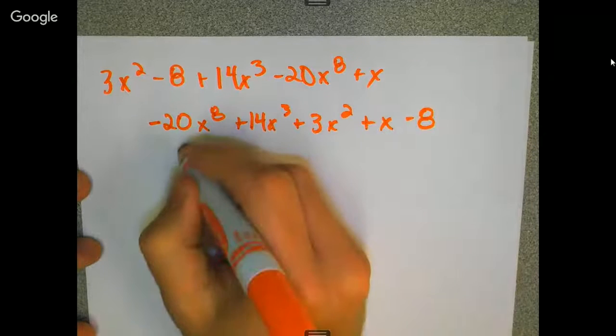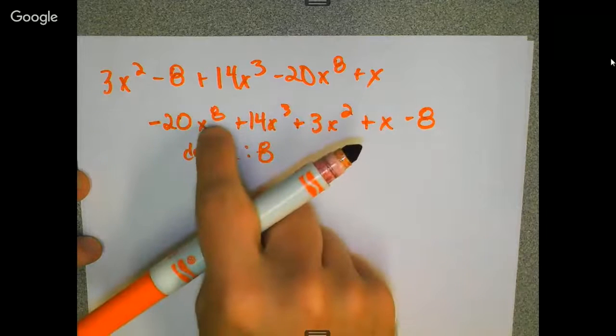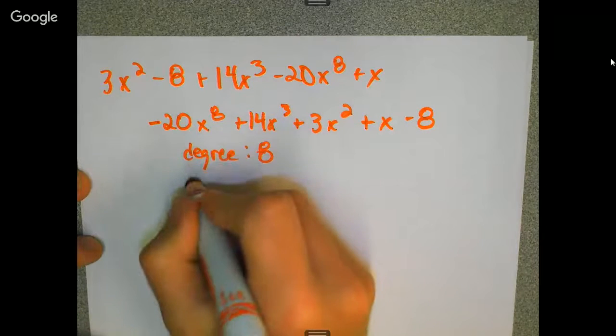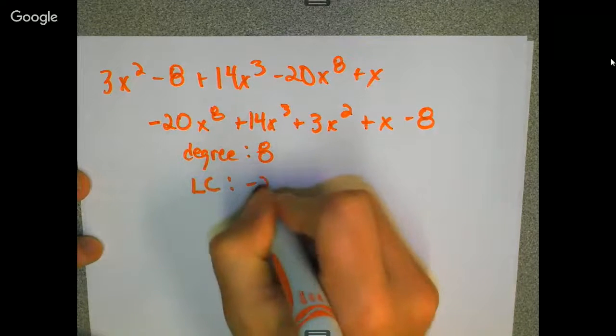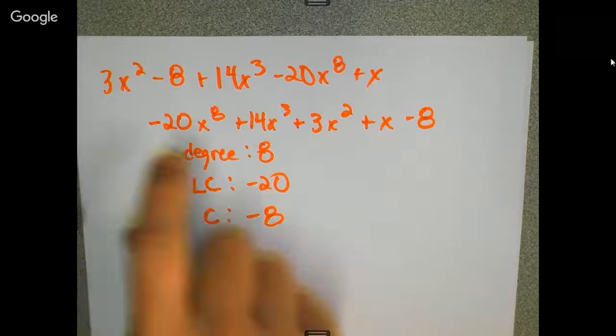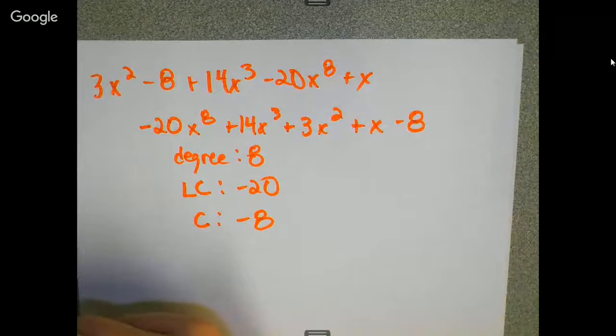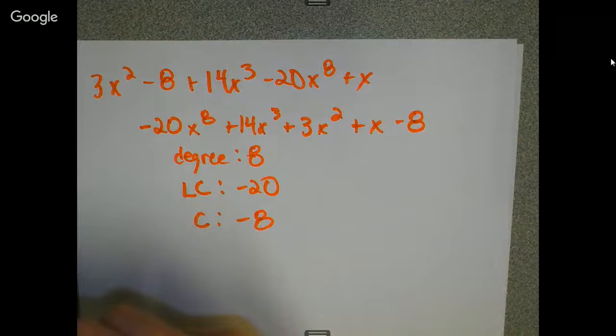So this is degree 8 because that is my highest exponent. It has a leading coefficient of minus 20 and a constant of negative 8. Because there are 5 terms, this is a 5-term polynomial. Okay, there we don't have a special name for it.